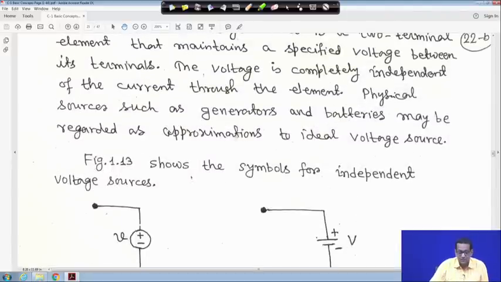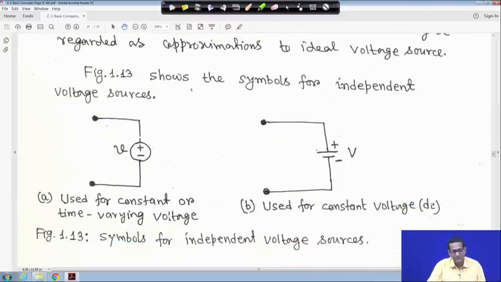Physical sources such as generators and batteries may be regarded as approximations to ideal voltage sources. So, generators and batteries can be regarded as ideal voltage sources; that way we will think. Now look at the symbol: one circle with plus and minus. This can represent DC as well as time varying, I should say time varying. So, plus minus can be regarded as a DC source or time varying source.